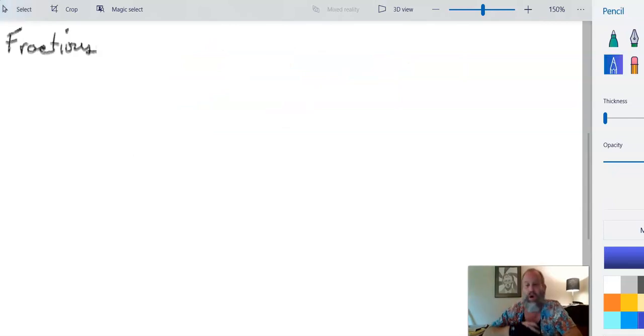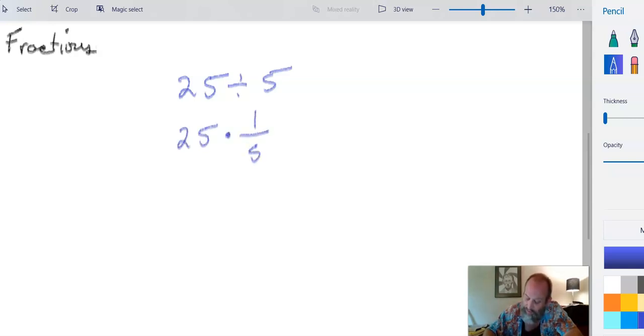First of all, divisions can be written as multiplication, because division is the inverse function for multiplication. So if I have something like 25 divided by 5, I can actually rewrite that as 25 times 1/5.